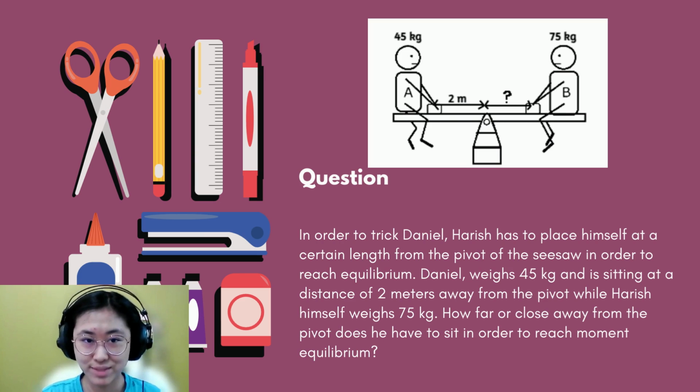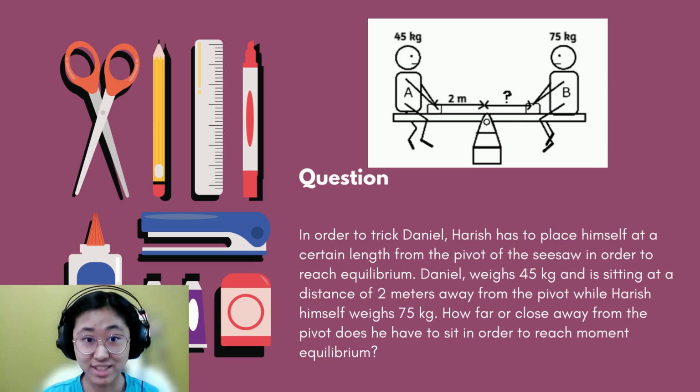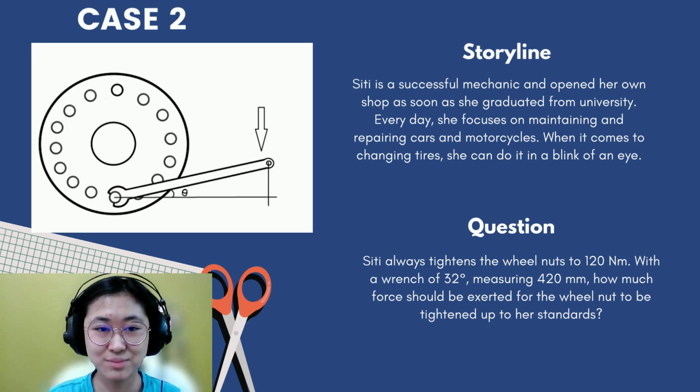Here is the question. In order to trick Daniel, Harish has to place himself at a certain length from the pivot of the seesaw in order to reach equilibrium. Daniel weighs 45 kg and is sitting at a distance of 2 meters away from the pivot, while Harish weighs 75 kg. How far or close to the pivot does he have to sit in order to reach moment equilibrium on the seesaw?